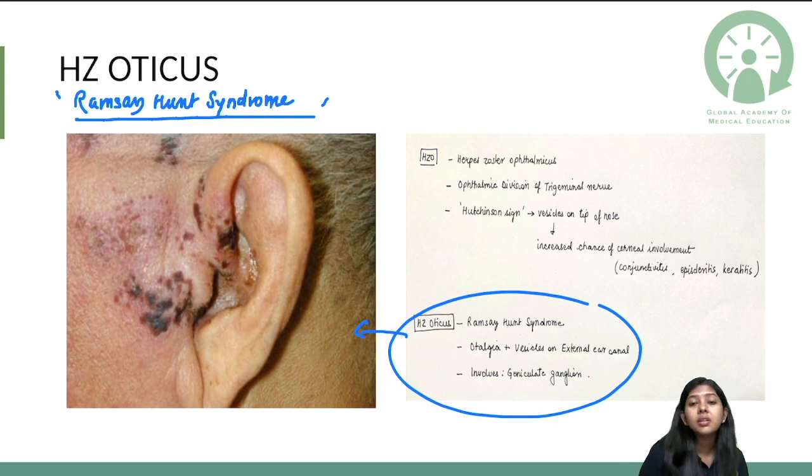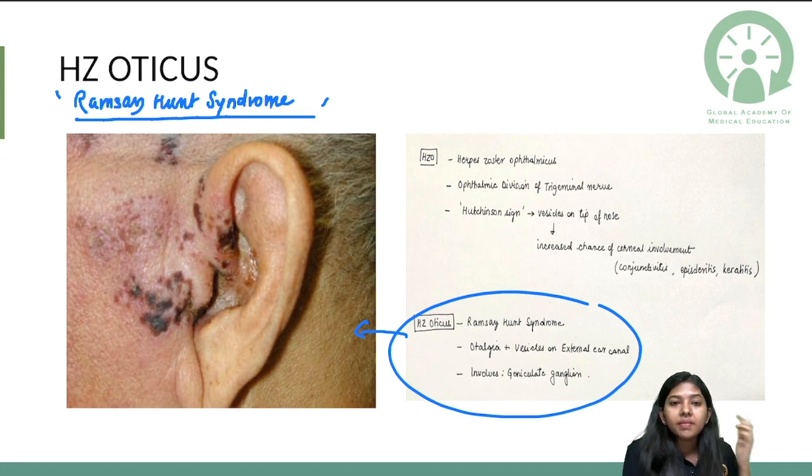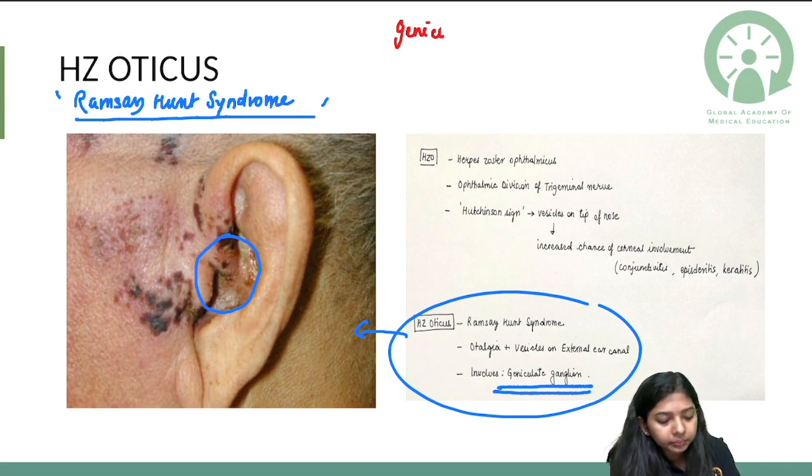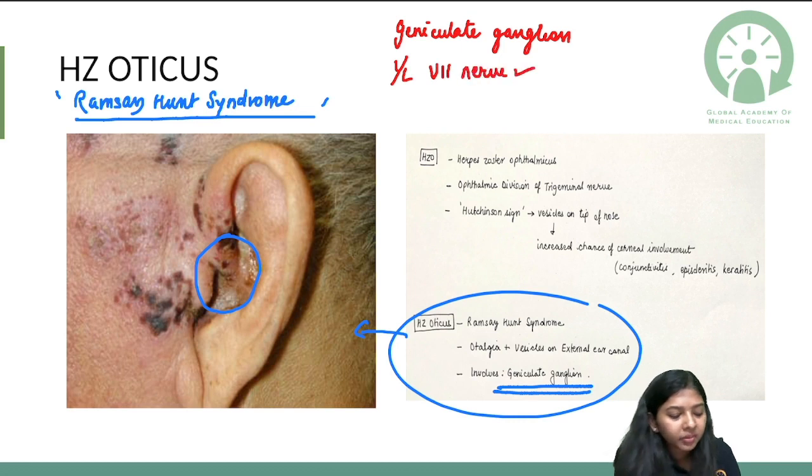So this involves the ipsilateral 7th nerve, and you get vesicles in the external ear canal, and it's a very painful condition. You will get otalgia, earache, and it involves the geniculate ganglion. You have ipsilateral 7th nerve palsy, also known as Ramsay-Hunt syndrome.